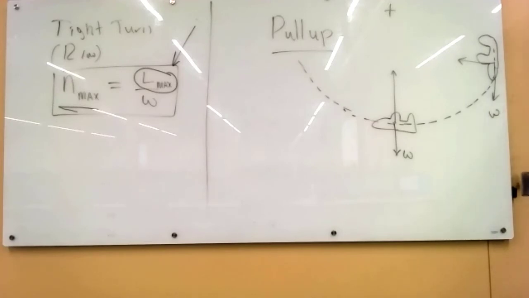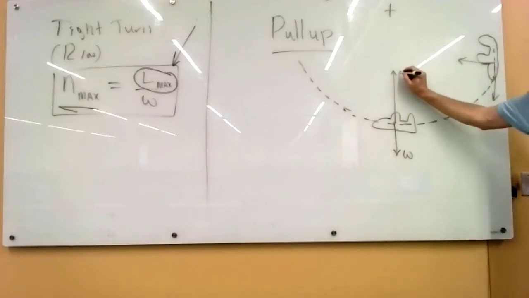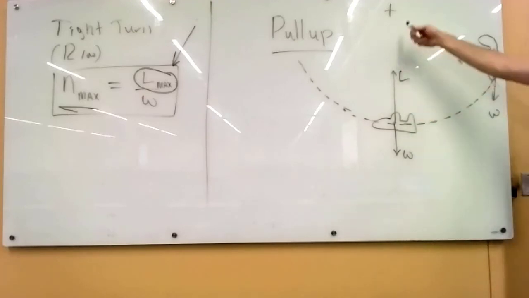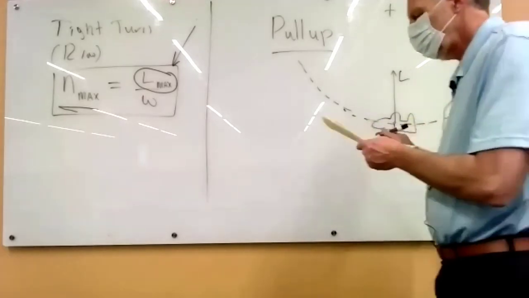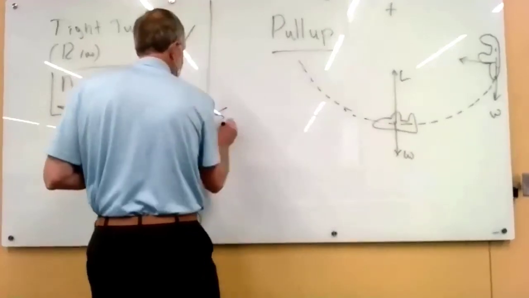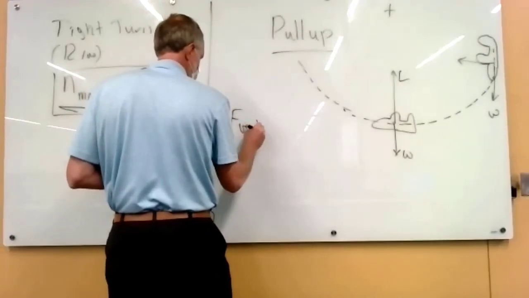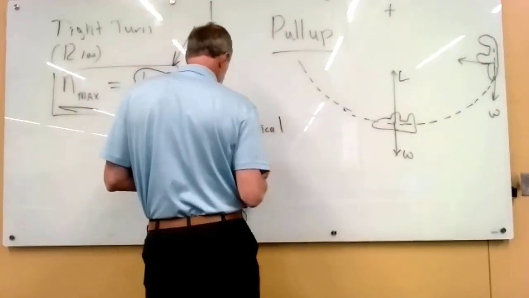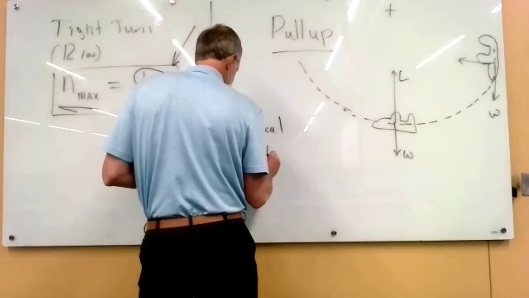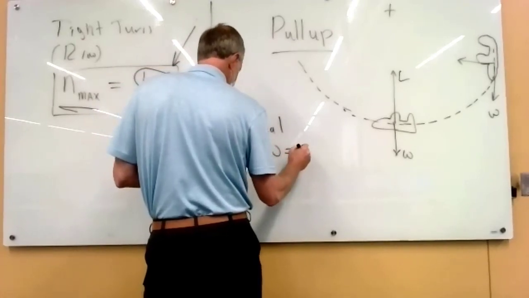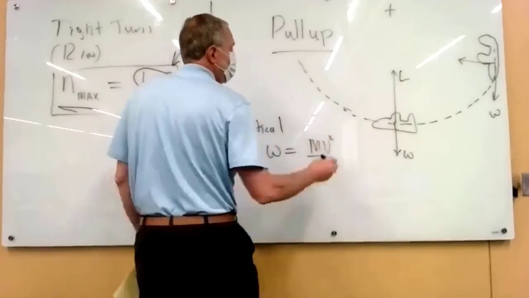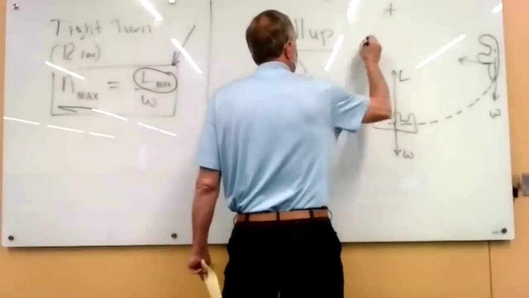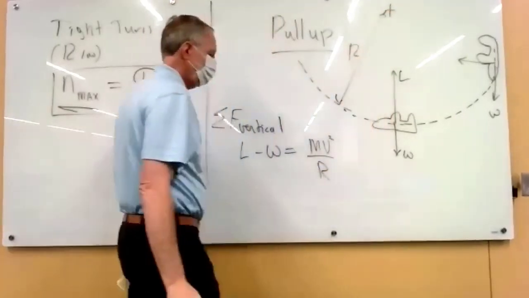So the worst case scenario is when you're at the bottom of the loop, and you need a lot of lift to counteract the weight plus provide the centrally acting force. And like I said, this free body diagram is easy because we only have to look at the vertical direction. Lift minus weight has to provide the centrally acting force to give you the turn of radius r.